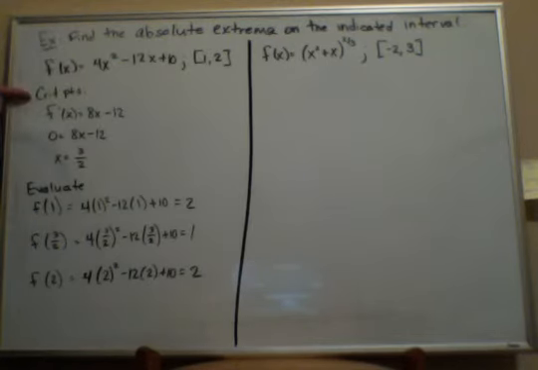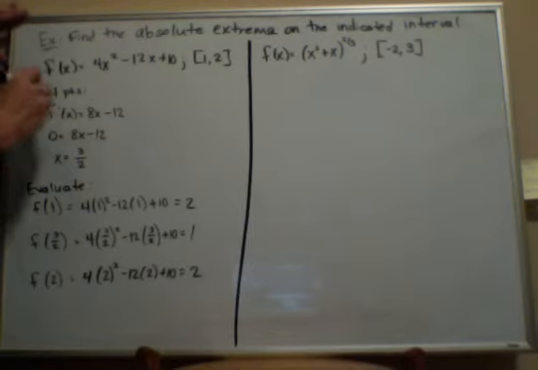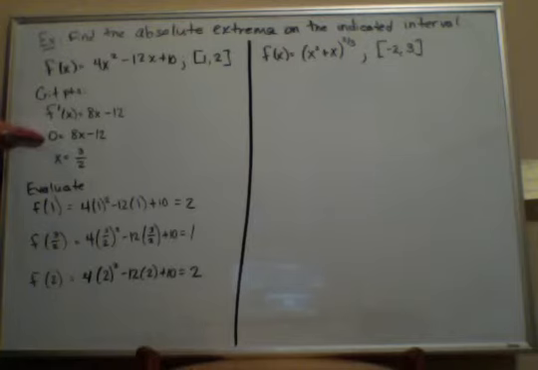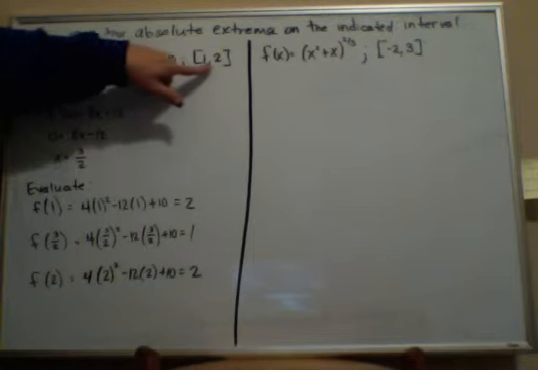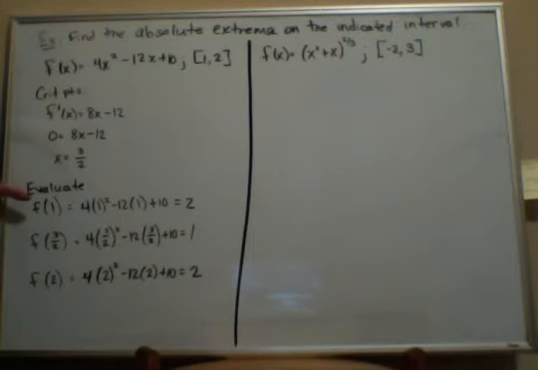So the first thing we do is find critical points by finding the derivative, which I've already done for us. And we set that derivative equal to 0 and solve that to find out that we have a critical point at 3/2. Then what we have to do is evaluate the original function at the critical point, so f of 3/2, and also at the endpoints of the interval itself. So we also have to do f of 1 and f of 2.